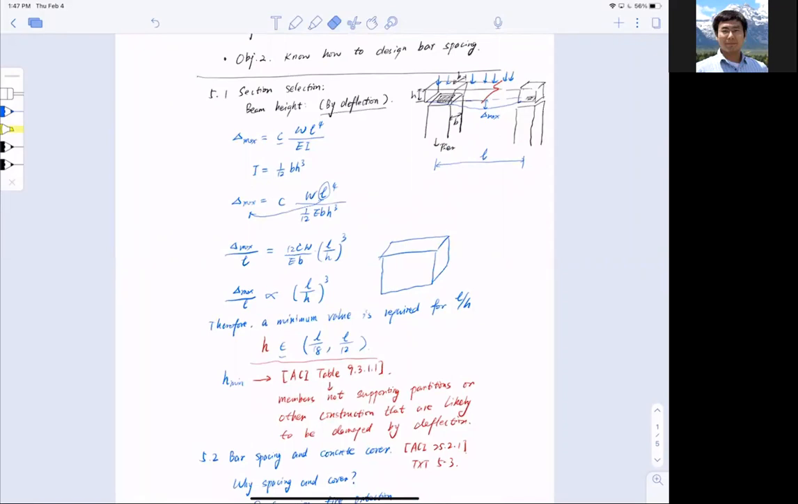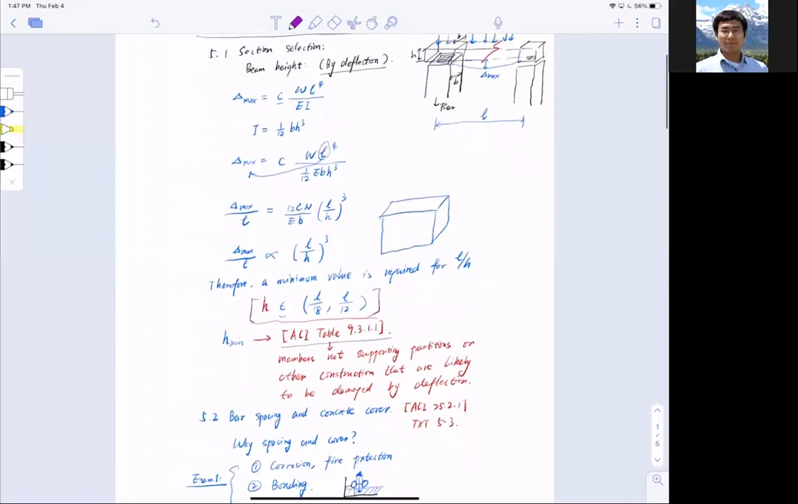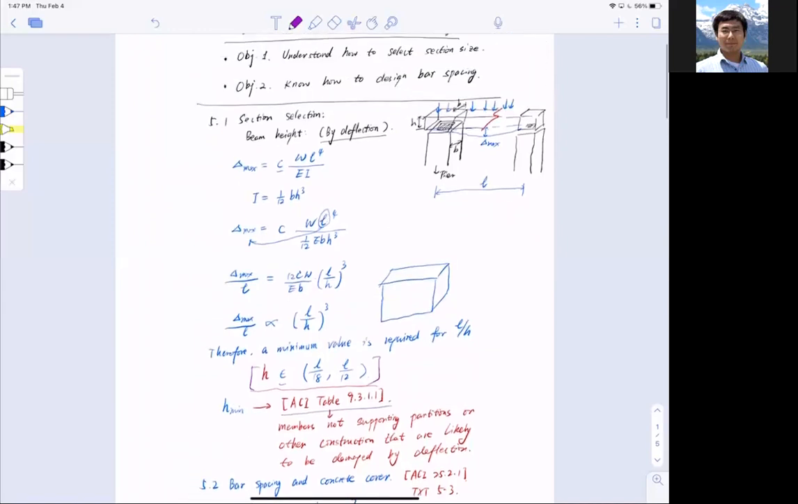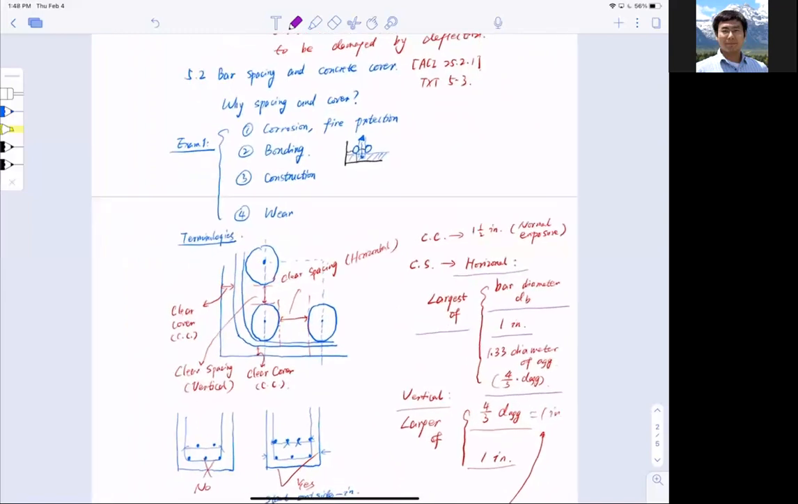So I said that for beams, it's mainly determined by the deflection. Right now we're saying the height of the beam is roughly between L over 18 to L over 12, and you can find that from Table 9.3.1.1. Now for width, we usually line up with the column, but we need to check the details. So we need to know the bar spacing and concrete cover, and these are the reasons why we need spacing and cover to begin with. And I said it's going to be in exam 1, so pay attention to that.